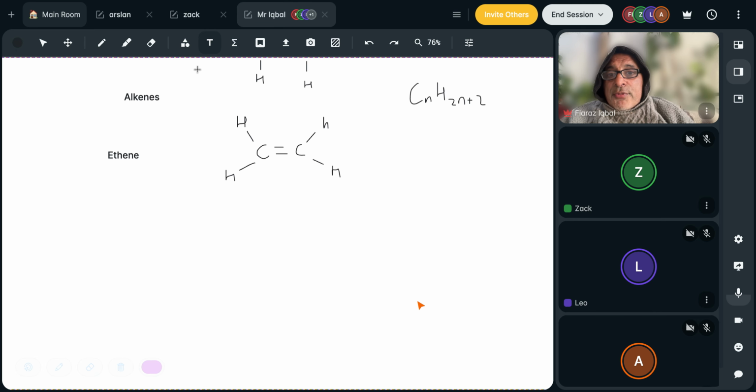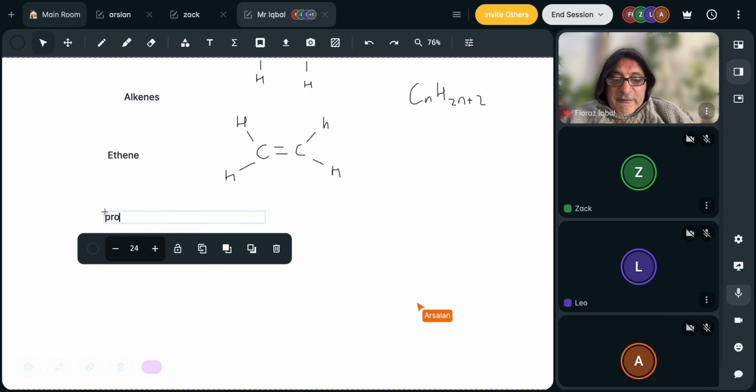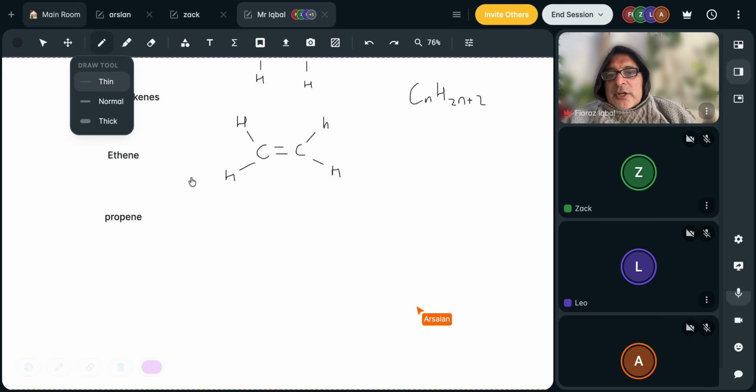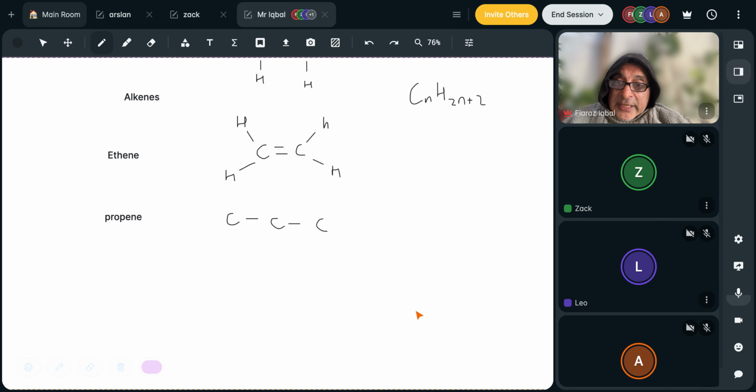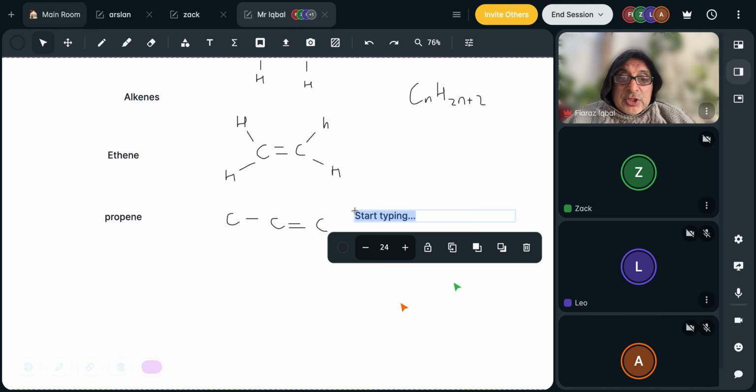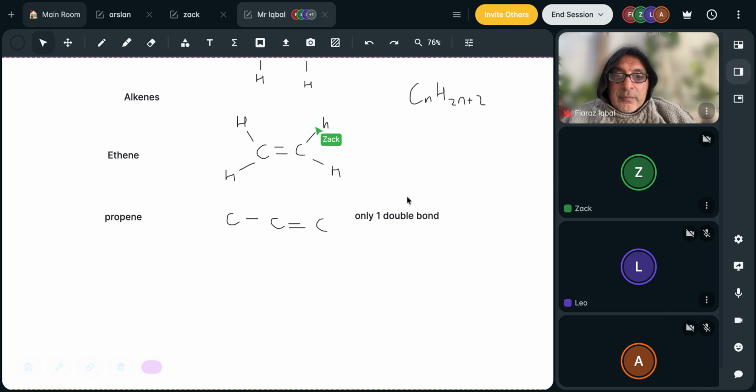The next one is going to have three carbons. That's called propene. And I want to be very clear about propene. And the common mistake that students make, 1, 2, 3 carbons. You only have one double bond in an alkene, just one. Where you put it is your choice. You can either put it here or you can put it there. Doesn't matter, but you can only put one. And we just write that out because this is such a common mistake. Only one double bond.